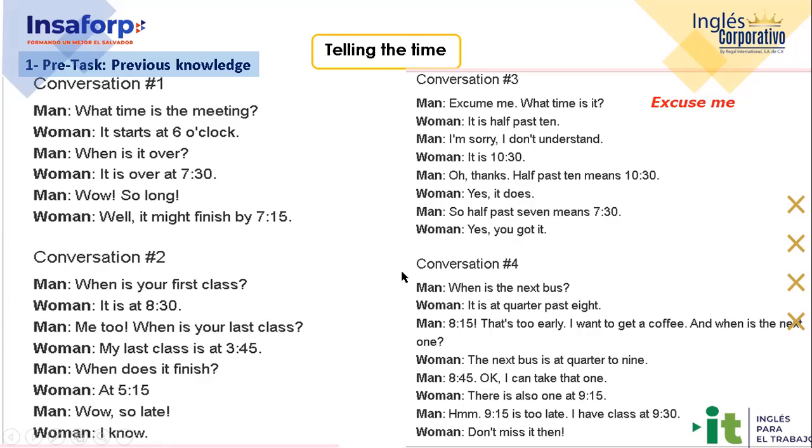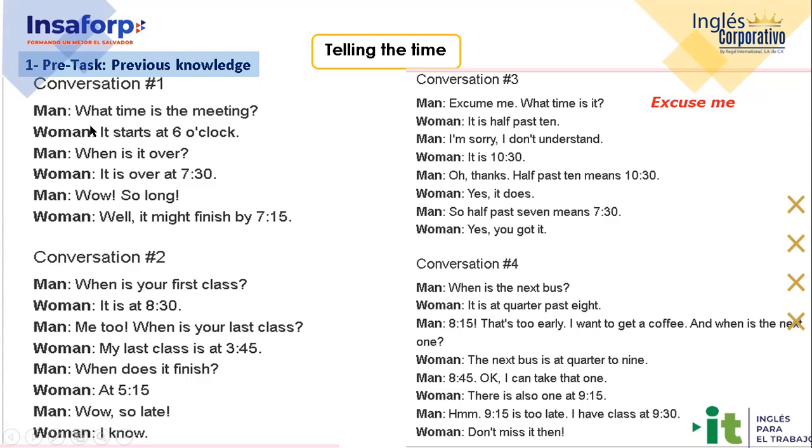Okay, so conversation 4. When is the next bus? It is at 8:15. That's too early. I want to get a coffee. And when is the next one? The next bus is at 8:45. Okay, I can take that one. There is also one at 9:15. 9:15 is too late. I have a class at 9:30. Don't miss it then, okay?